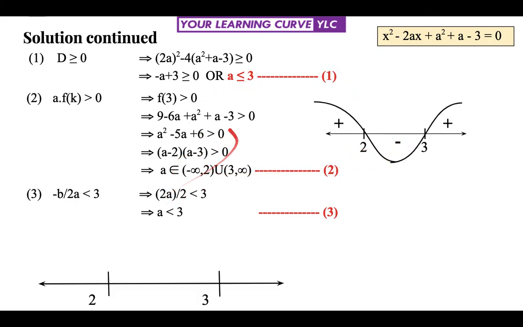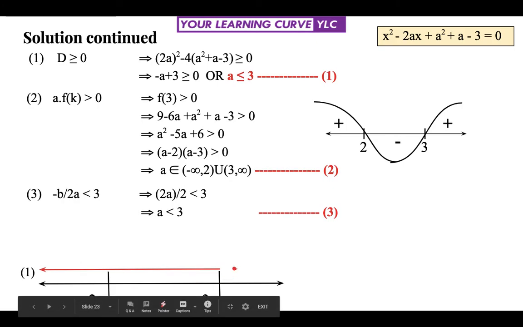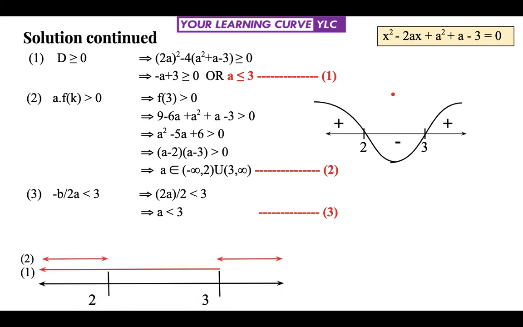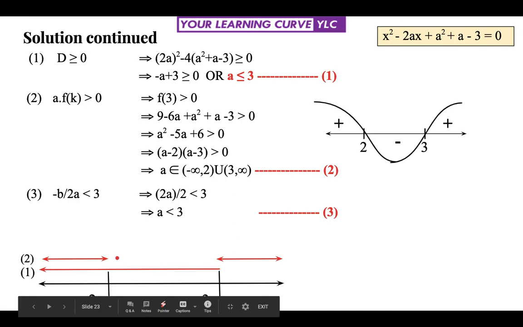So we will be plotting only these two numbers, 2 and 3. First inequality, a is less than or equal to 3, means a minus infinity to 3 including 3. Here equality is there, so we will be including 3 in our answer. Next, inequality number 2: minus infinity to 2 and 3 to infinity.